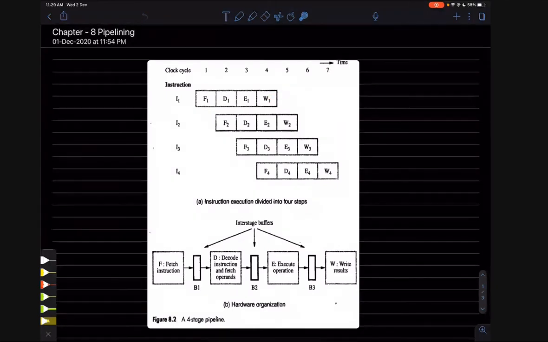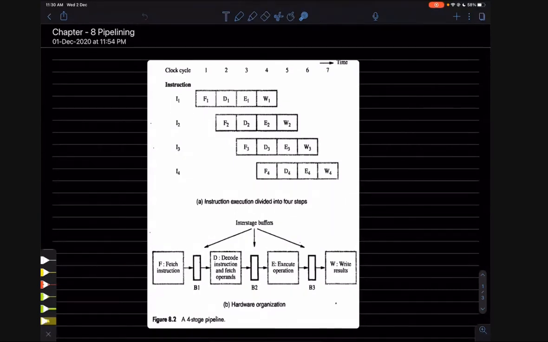Now if we do it sequentially, instruction 2 will start only after instruction 1 finishes, but we can overlap them, because whenever we are decoding, the fetch unit is free, so we can fetch a new instruction. That's how pipelining works. Whenever there is a free unit available, the next instruction will occupy that unit.